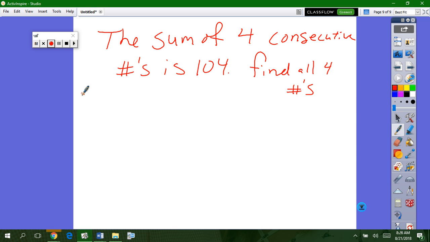Okay. How would I find the sum of 1, 2, 3, 4? Just 1 plus 2 plus 3 plus 4, right? But do I know what these numbers are? Do I know what we start with? We don't start with 104. That means that they add to be 104, right?